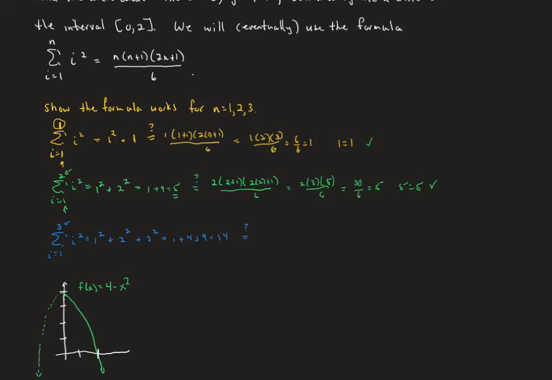Now let's see if our formula part gives us the same thing. Now we're plugging in 3 where we see the n's. So that's going to be 3 times 3 plus 1 times 2 times 3 plus 1, all over 6. So that's going to be 3 times 4 times 2 times 3, which is 6, plus 1 is 7, all over 6. So let's see, we can see that we are going to get 3 times 4 is 12, and the 12 divided by 6 is 2, times that 7 is 14, and sure enough, we get 14 equals 14.